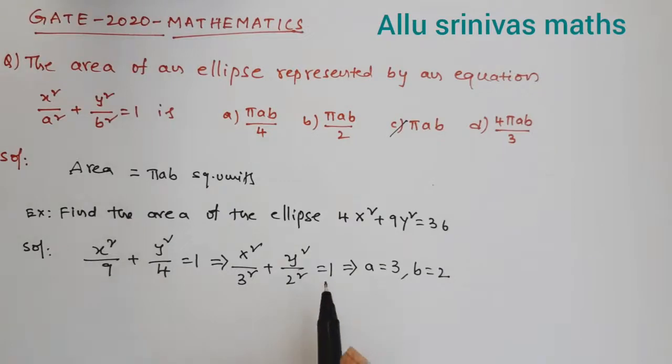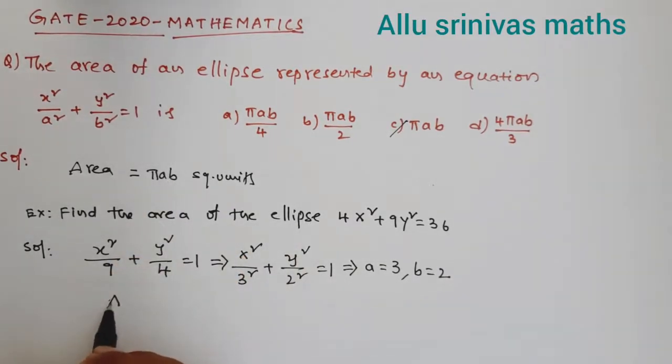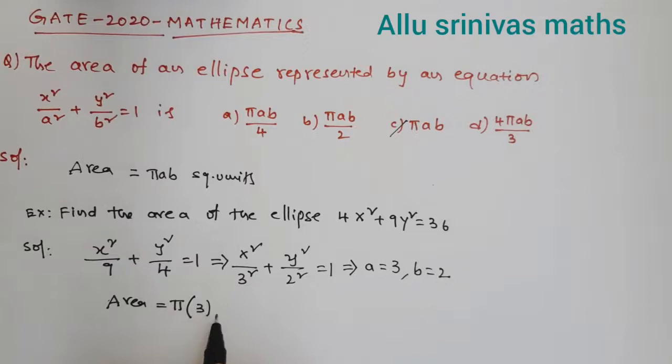We know the area of the ellipse is given by the standard formula pi a b, pi into, here a is 3, b is 2. So the answer is 6 pi square units.